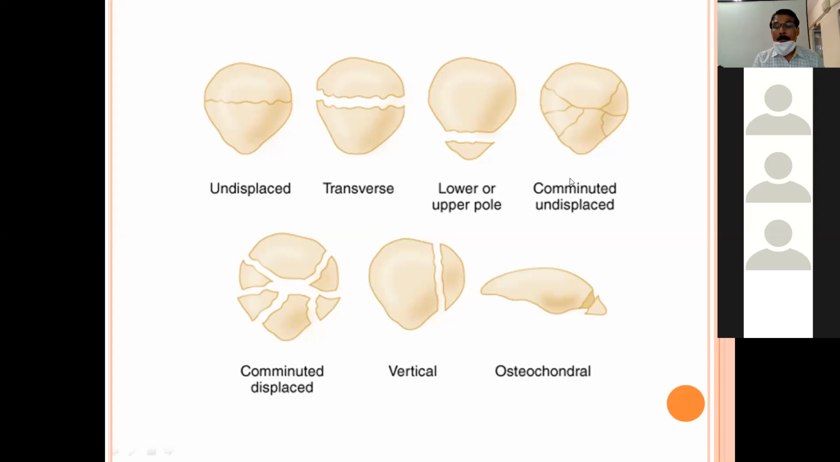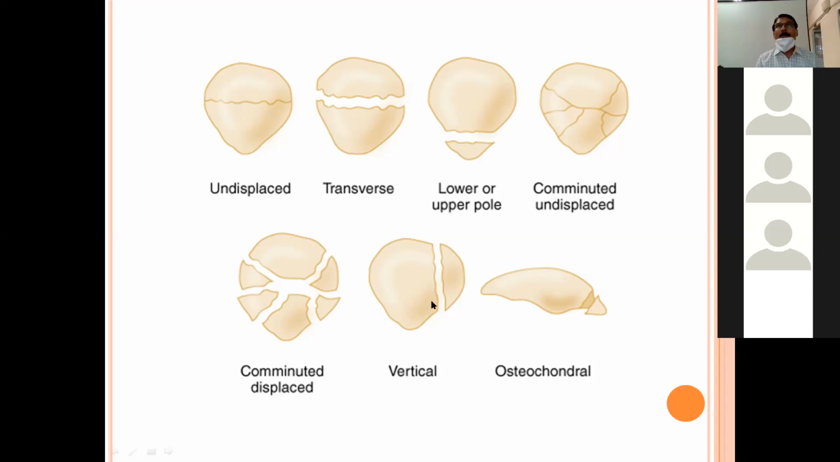This is a comminuted undisplaced fracture, what is known as a stellate fracture here. The fracture lines are there, but there is no displacement among the fragments. Here, this is a comminuted fracture with displacement. See, this is the same, but here there is no displacement, and here there is displacement.